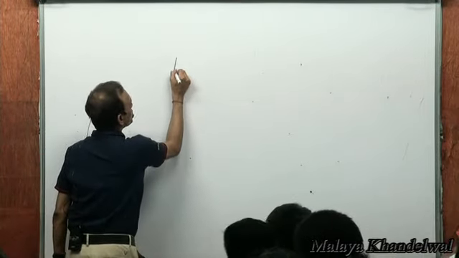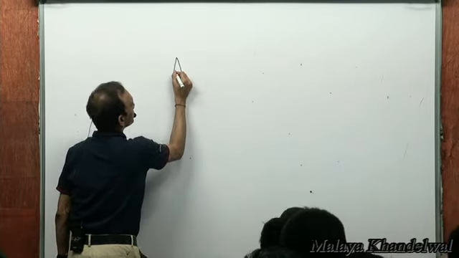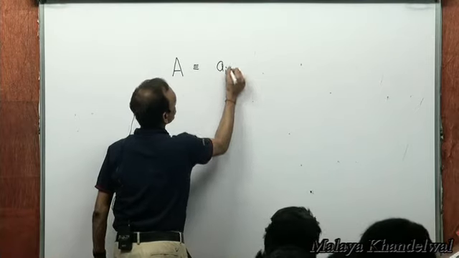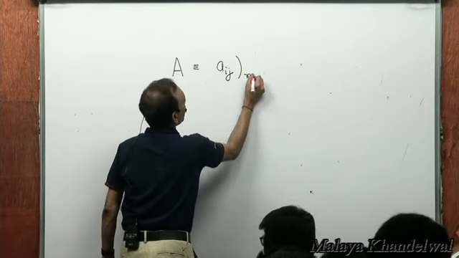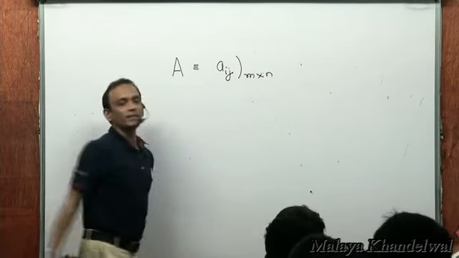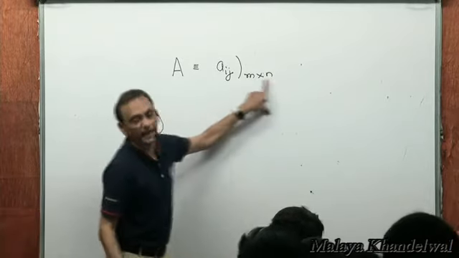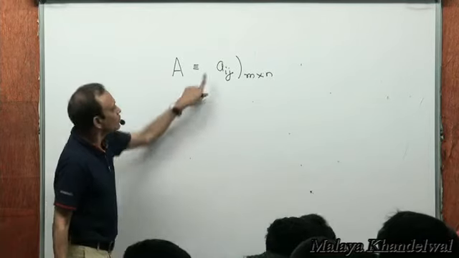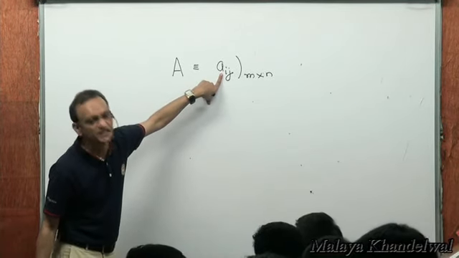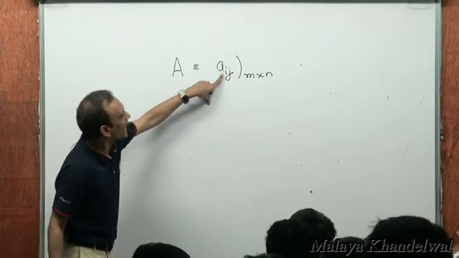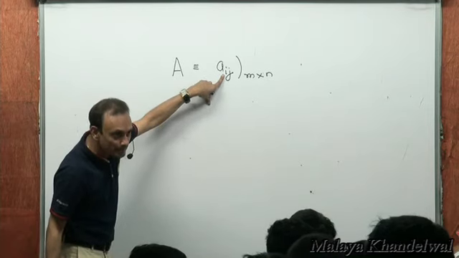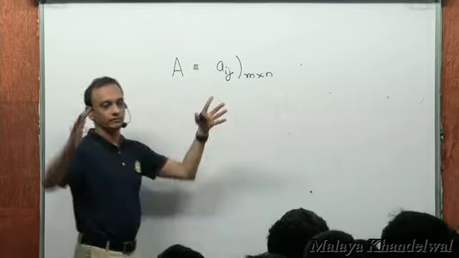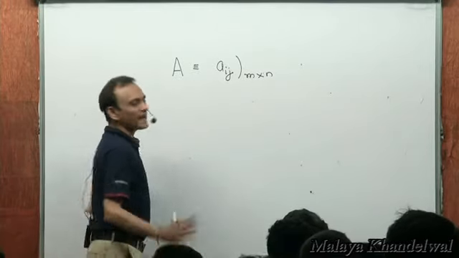Say I have a matrix A represented by Aij, and it's an m by n matrix, meaning m rows and n columns. This is a matrix A, and these are its representative elements, right? i varies from 1 to m, and j, which is the column number, varies from 1 to n. It's an m by n grid.